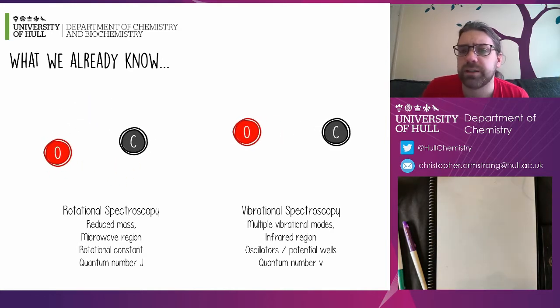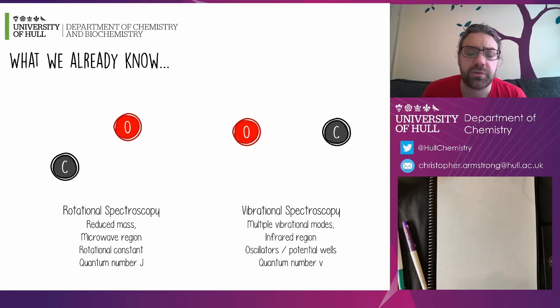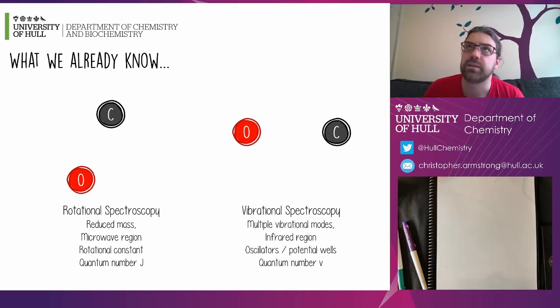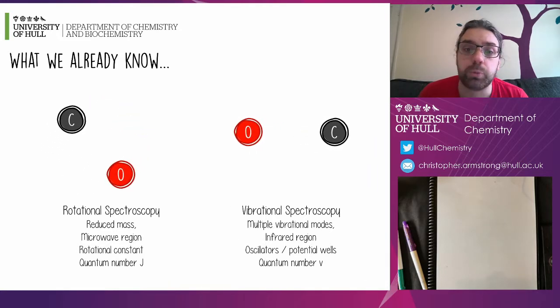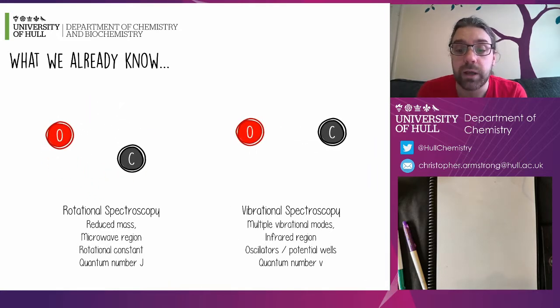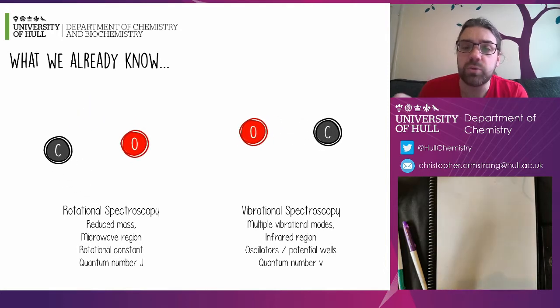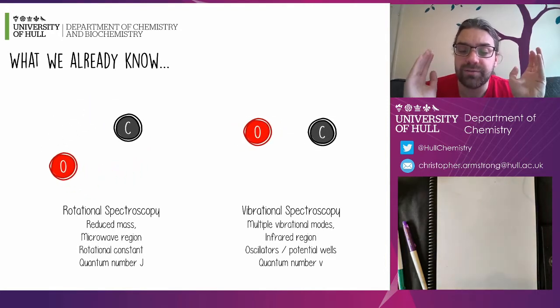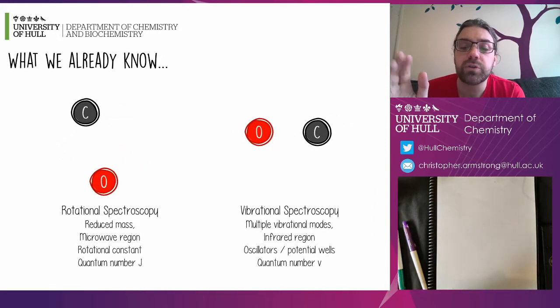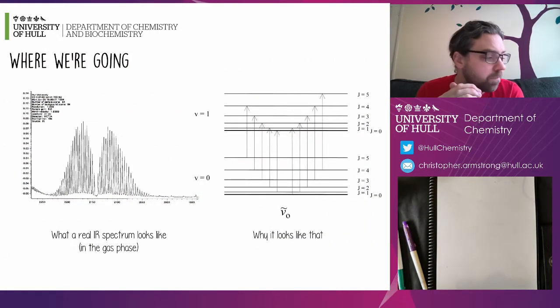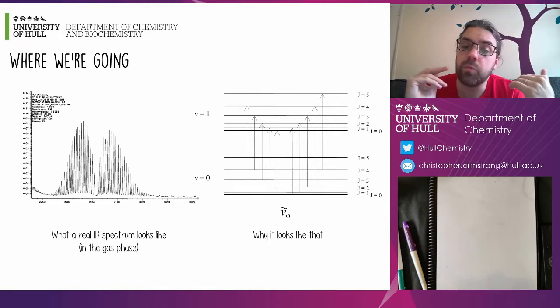Now, for more complicated molecules, that potential energy surface is a lot more complicated than just a single graph. But usually there we'll get computers to do it. We'll do that a bit in computational chemistry later. And that's all governed by the quantum number V. So once you know what J is and what V is, we can move on to combining them, seeing what happens. And so where are we going to go with this?